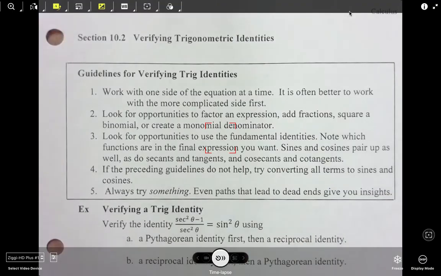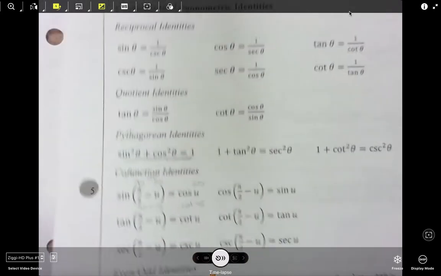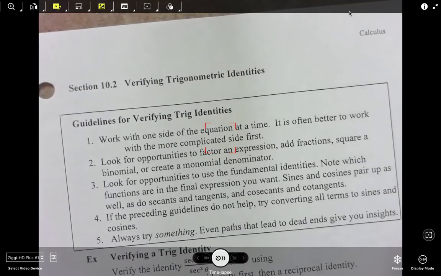This is Calculus 10-2, verifying trig identities. More trig functions, so make sure you have your unit circle ready with all of those trig functions, or you have your section 10.1 notes with you that have your trig identities on it, because you will need that a lot.